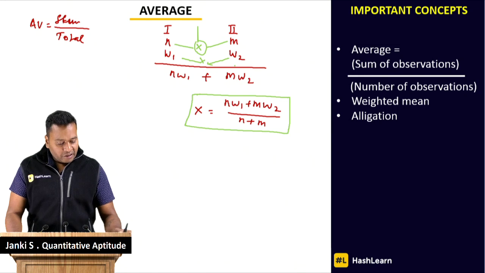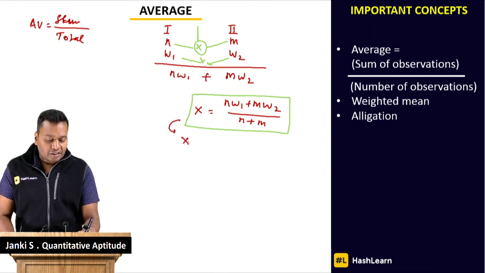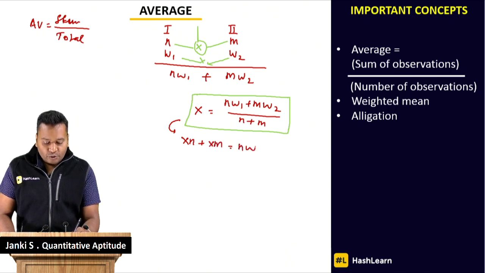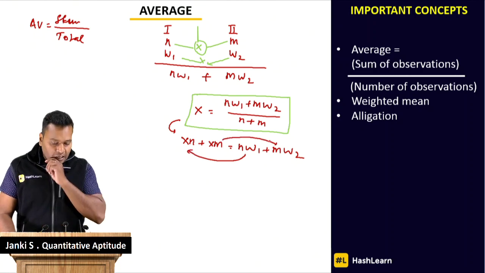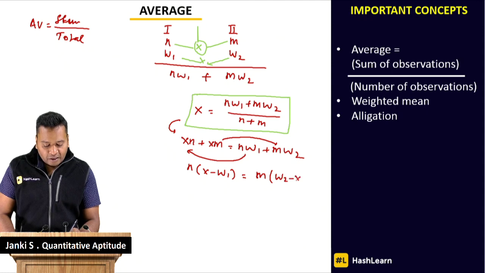Now from here comes our allegation format. Allegation says that if I extend this part, I can write the values x into n plus x into m should be equal to n into W1 plus m into W2. So I'll shift n towards one side and m towards the other side. So let's make this movement. So what happened here? I can take n common from this one. This value is nothing but x minus W1 should be equal to, let's take m common from this one, this is W2 minus x.